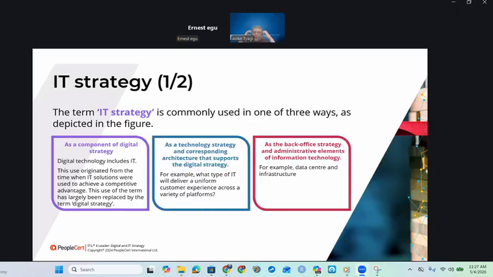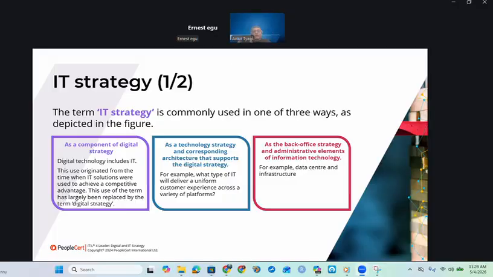Now, for IT strategy, there can be different ways in which organizations express their IT strategy. They can be part of a digital strategy. Digital technology includes IT. The use originated from the time when the IT solutions were used to achieve a competitive advantage. This use of the term has largely been replaced by the term digital strategy. Well, of course, now they don't call it an IT strategy anymore. They simply call it digital strategy, which includes IT strategy as well.